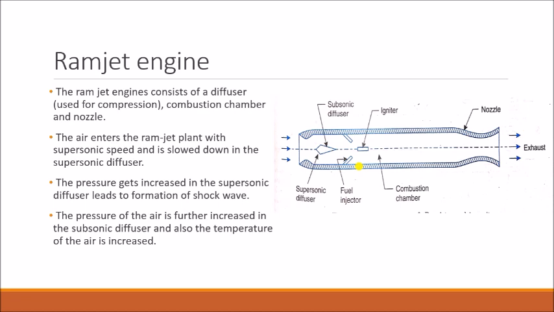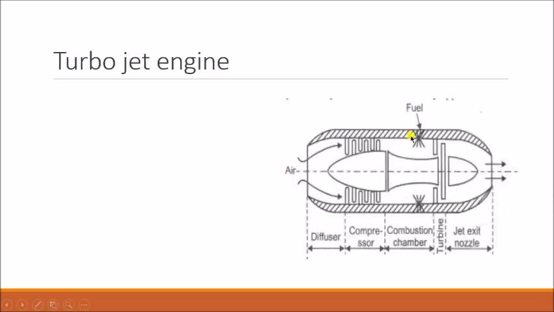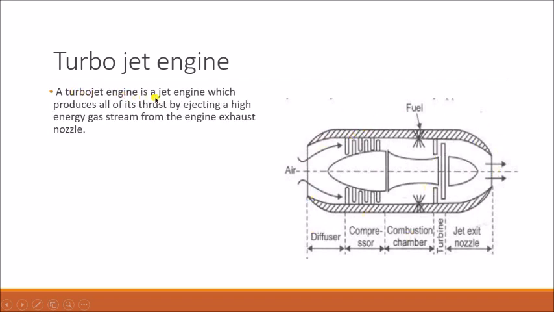Now let's go to the second one, the turbojet engine. On the right side you can see the schematic diagram of a turbojet engine. A turbojet engine is a jet engine which produces all of its thrust by ejecting a high energy gas stream from the engine exhaust nozzle. You can see in this diagram, we'll go through it one by one.